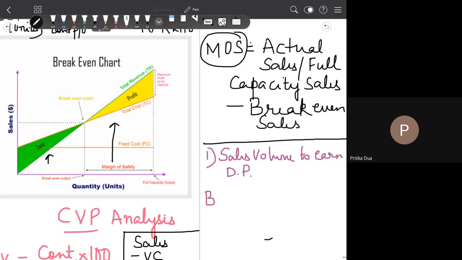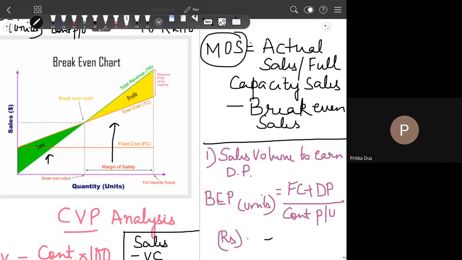So the break even point in units will be fixed cost plus desired profit. And whenever you calculate some quantity, that is in unit form, the denominator is contribution per unit. And same thing when you are calculating in rupees, the numerator remains the same, and in the denominator now you will have the PV ratio.